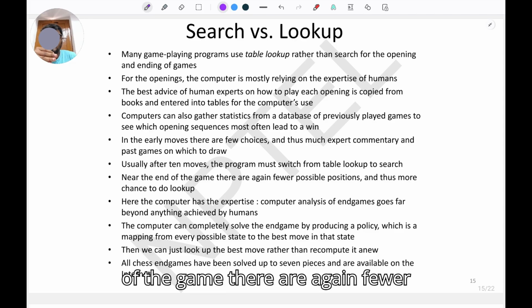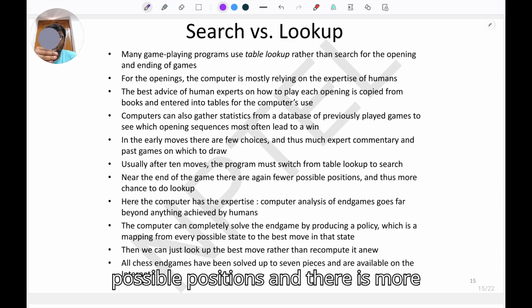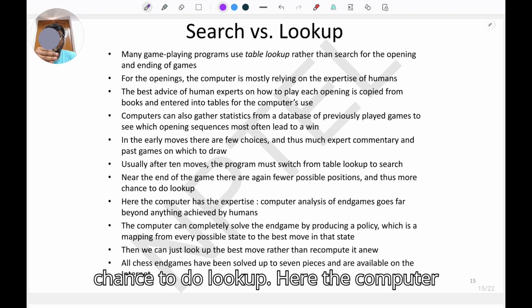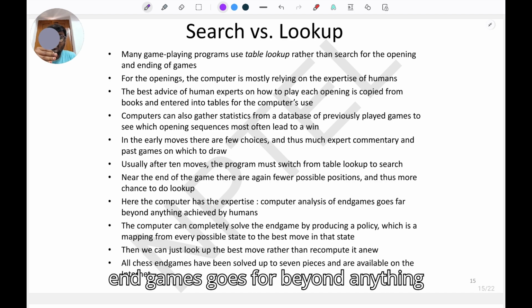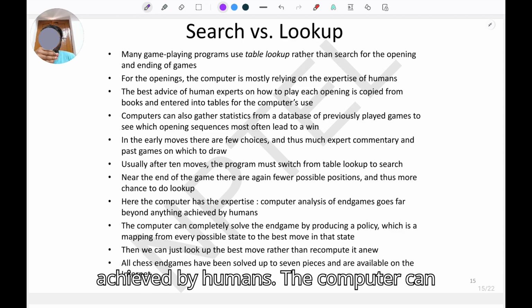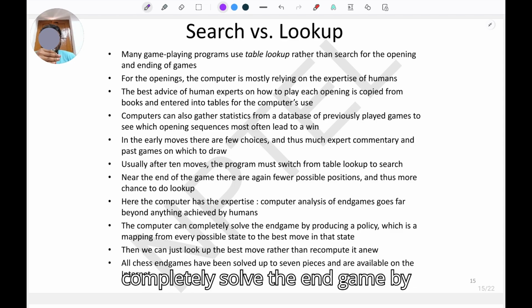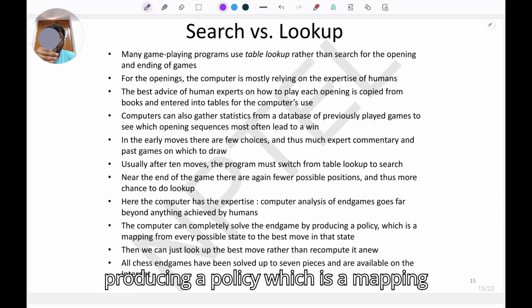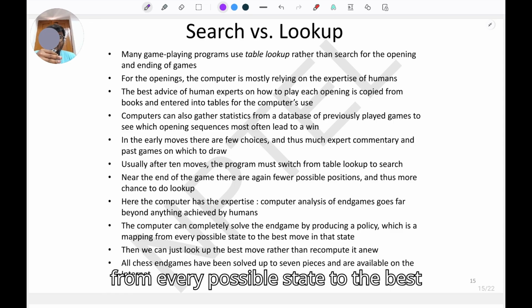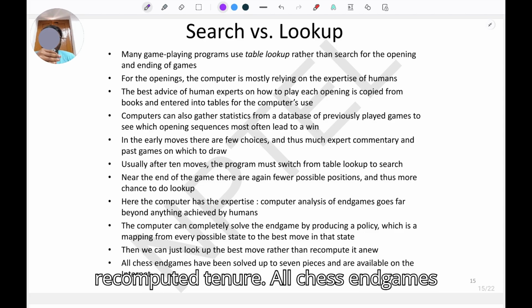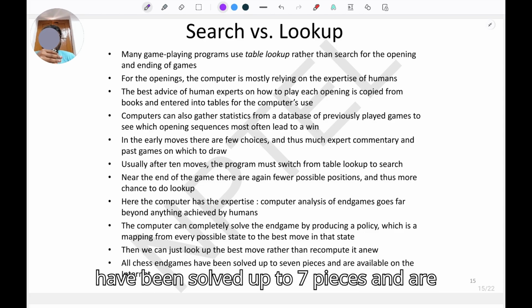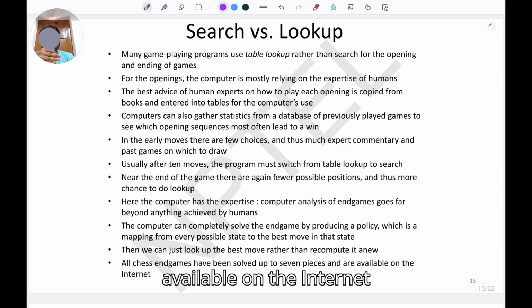Near the end of the game, there are again fewer possible positions and thus more chance to do lookup. Here, the computer has the expertise. Computer analysis of end games goes far beyond anything achieved by humans. The computer can completely solve the end game by producing a policy, which is a mapping from every possible state to the best move in that state. Then we can just look up the best move rather than recompute it. All chess endgames have been solved up to 7 pieces and are available on the internet.